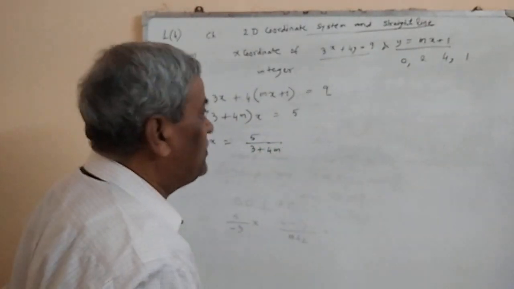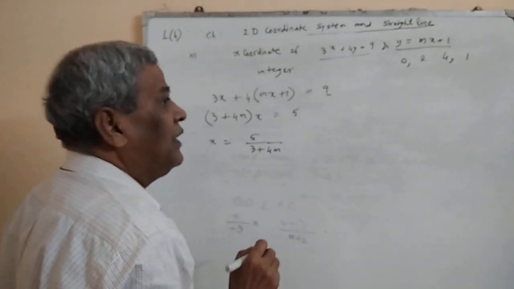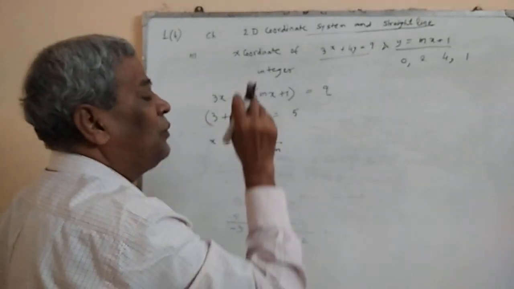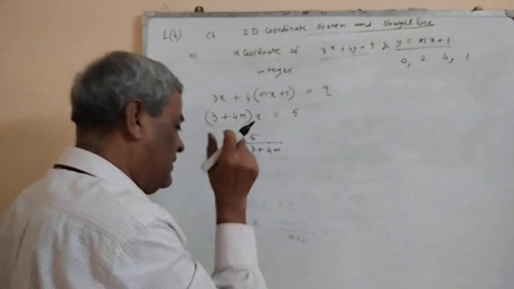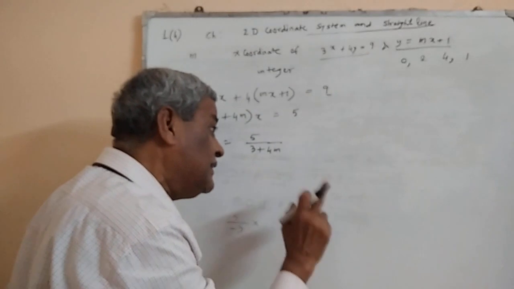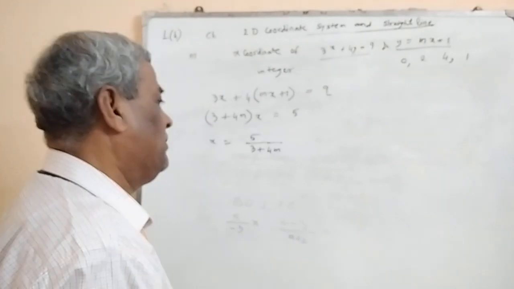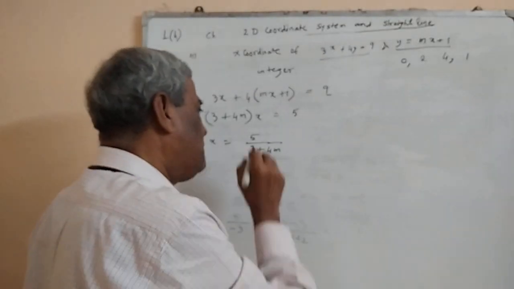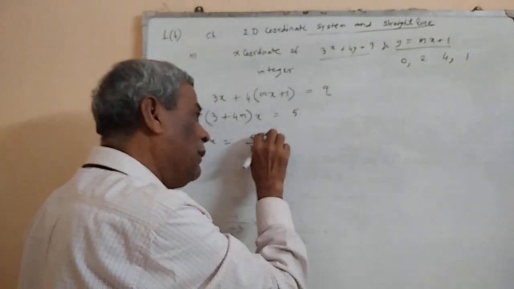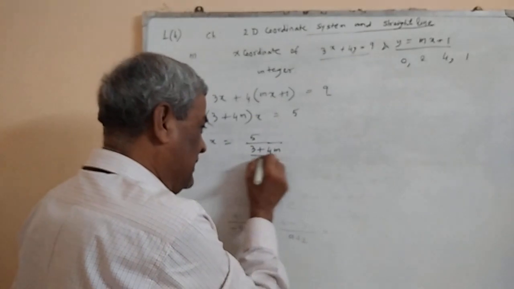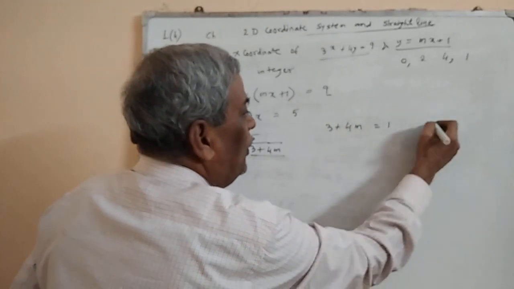Now, the merit of the problem is that for all integral values of m, how many x coordinates of the point of intersection will again be an integer. The x coordinate is such that m must be taken as an integer and this must be an integer. That is the merit of the problem. So you see, it is 5 divided by that. It will be an integer if 3 plus 4m is either 1 or minus 1.